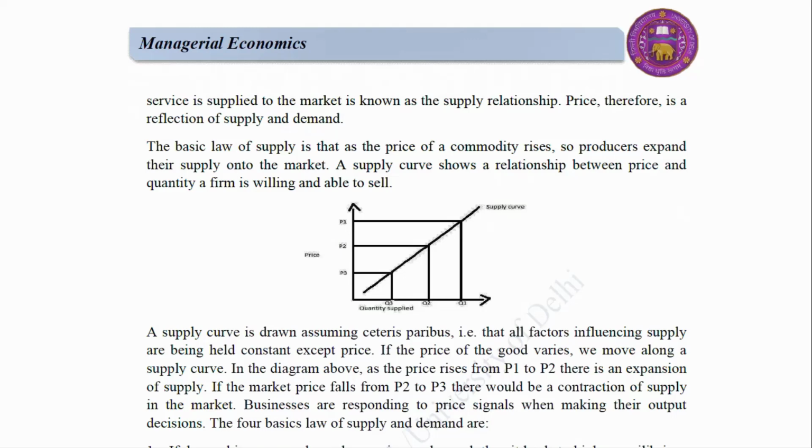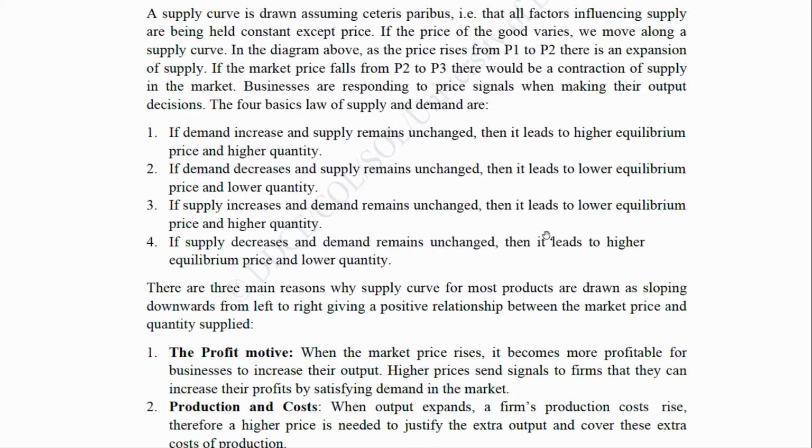The basic law of supply is that as the price of a commodity rises, producers expand their supply into the market. A supply curve shows a relationship between price and quantity a firm is willing and able to sell. A supply curve is drawn assuming ceteris paribus, that is, all factors influencing supply are held constant except price. If the price of the good varies, we move along the supply curve.